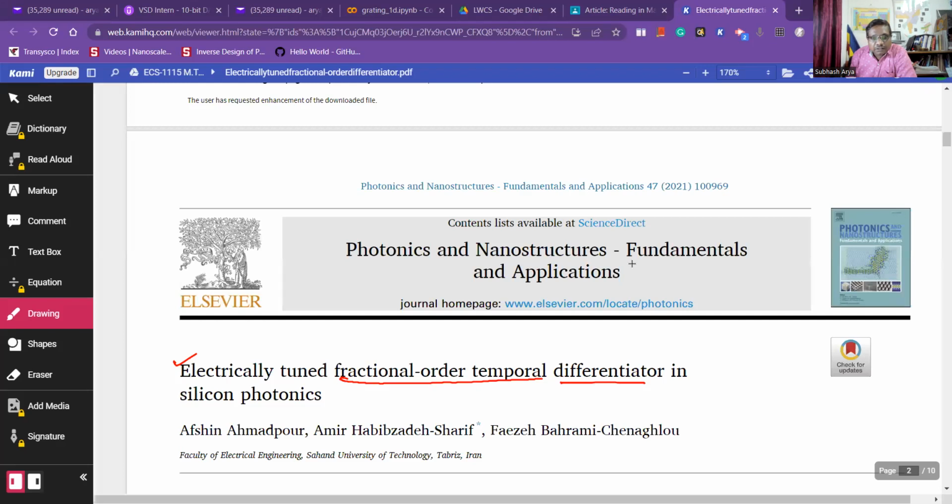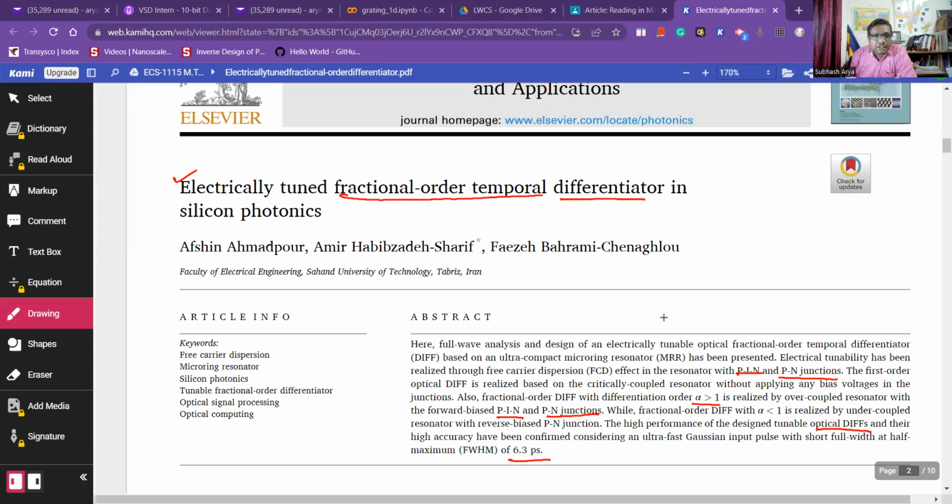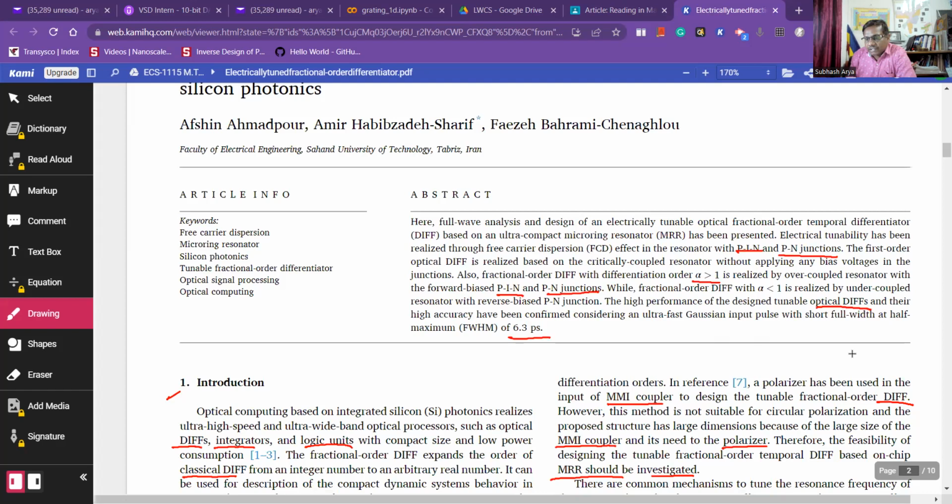Welcome back again. We are reading this article called Electrically Tuned Fractional Order Temporal Differentiator in Silicon Photonics. Let me read the abstract again for review purpose. Here, full wave analysis and design of an electrically tunable optical fractional order temporal differentiator, that is a differentiator basically based on an ultra compact micro ring resonator, that is MRR, has been presented.